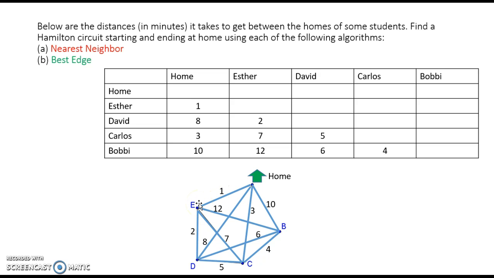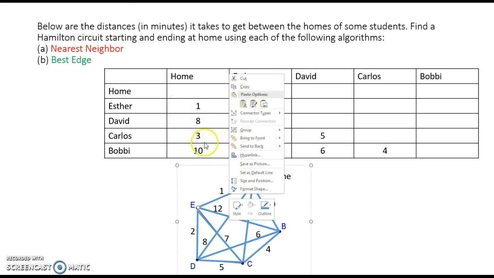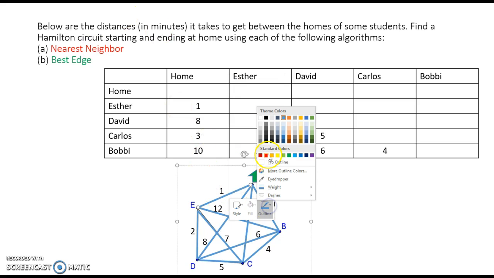So since we need to start and end at home, using the nearest neighbor algorithm, we want to start our actual path, start drawing our path from home also. That's not necessarily the case in best edge. But starting from home, we want to find the person who lives closest to us, and in this case it would be Esther, and you can see that in the table. You can also see that down here. Let's go ahead and label that. This would be nearest neighbor, so let's label that red.